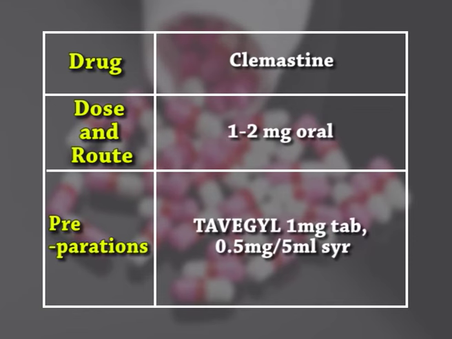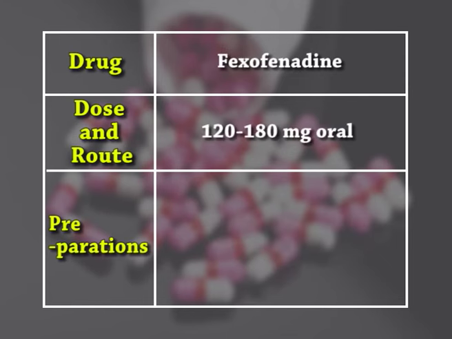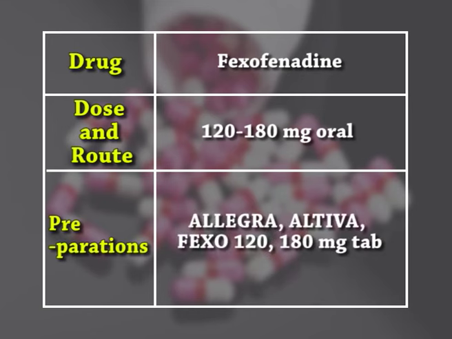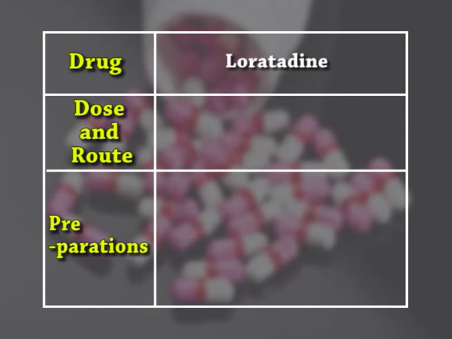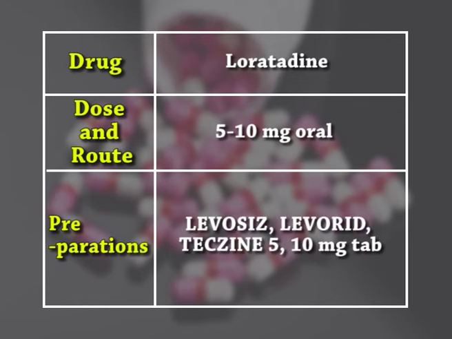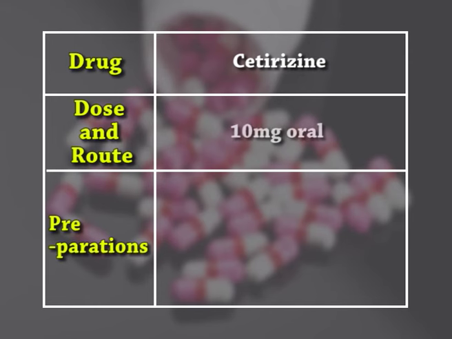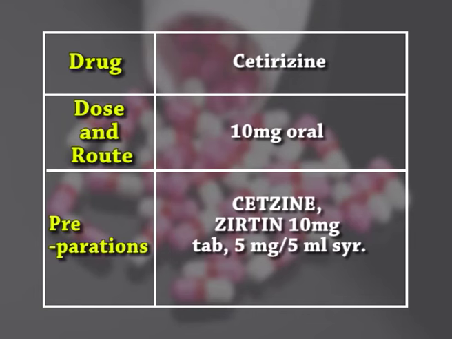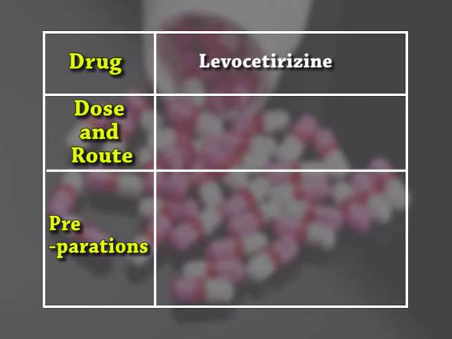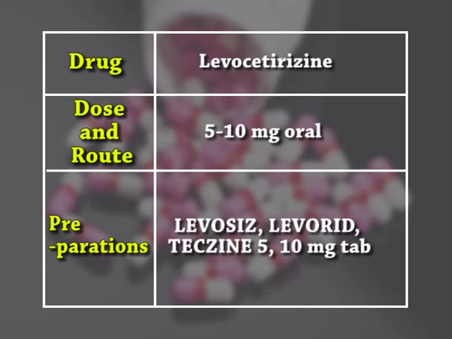Preparations include Tavegyl. Fourth class of drugs is second generation antihistamines. In this, the first drug is fexofenadine, given in a dose of 120 to 180 mg, route oral. Preparations include Allegra, Altiva and Fexo. Second is loratadine, given in a dose of 10 mg, route oral. Preparations include Lorfast, Loridine, Loramg. Next is cetirizine, given in a dose of 10 mg, route oral. Preparations include Cetzen, Zertin, etc. Next is levocetirizine, given in a dose of 5 to 10 mg, route oral. Preparations include Levosis, Levorid, Teczine.